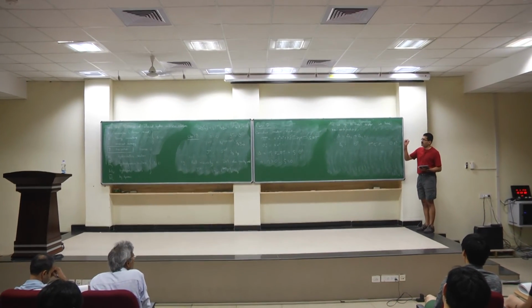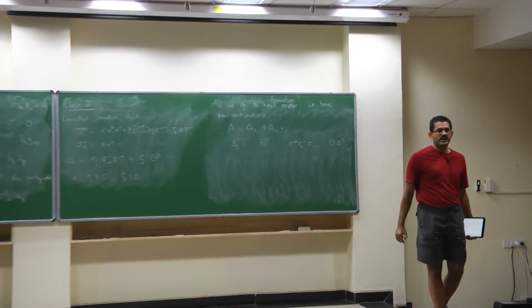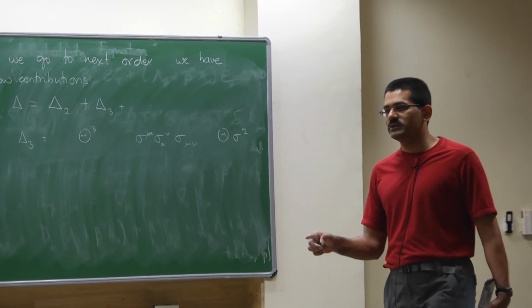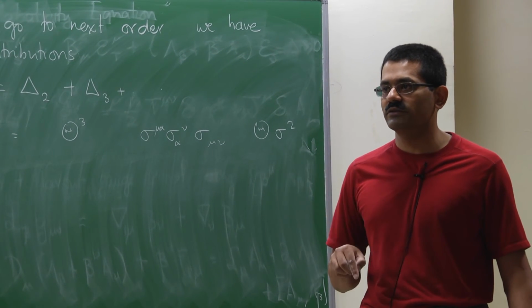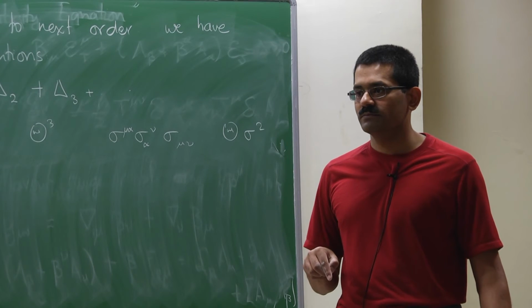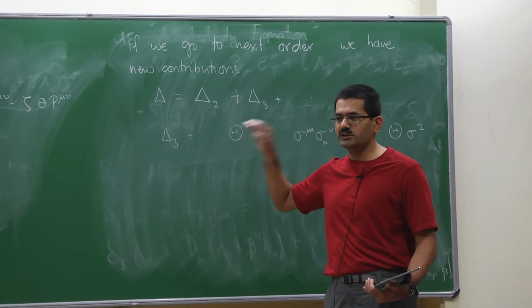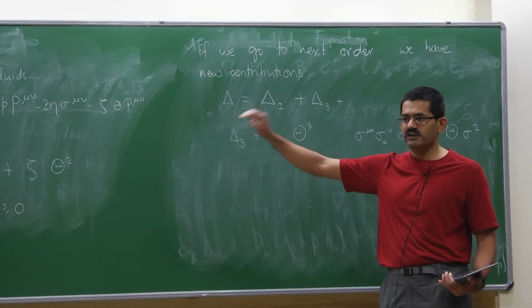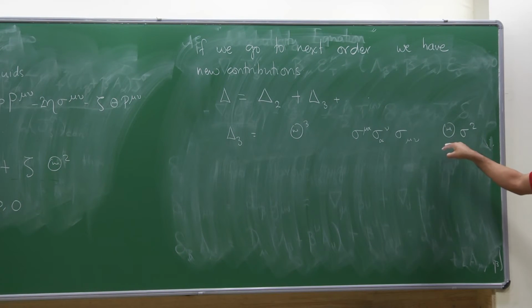Since we are in the gradient expansion, 2 derivative objects are much bigger than 3 derivative objects. The only 3 derivative objects that are bigger than 2 derivative objects are if they are new 3 derivative objects that are not determined in terms of 2 derivative objects. In other words, theta cubed is parametrically smaller than theta squared, sigma cubed is parametrically smaller than sigma squared, and sigma squared theta is parametrically smaller than either of them.